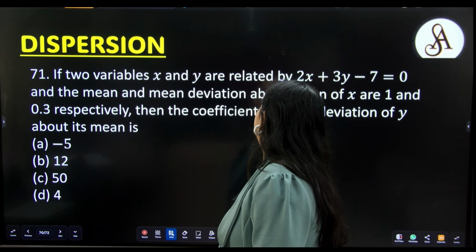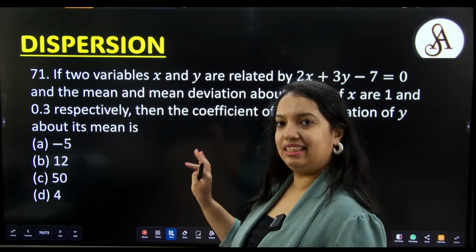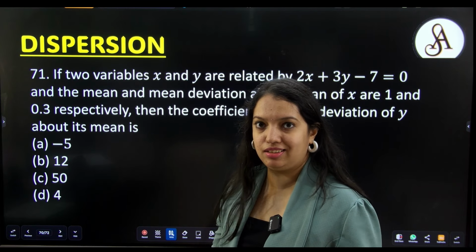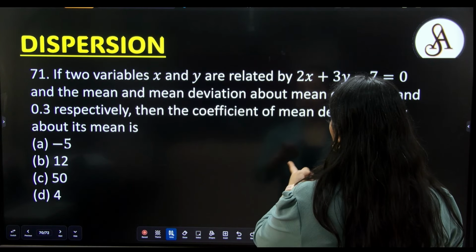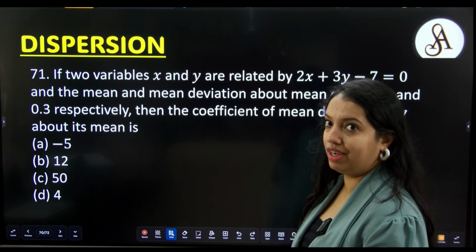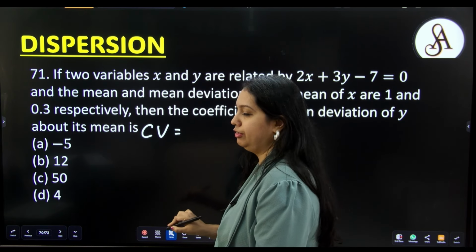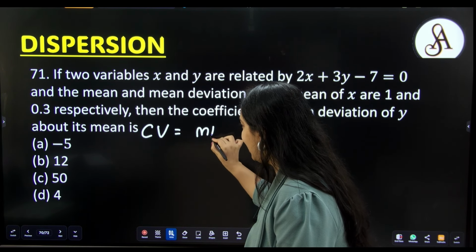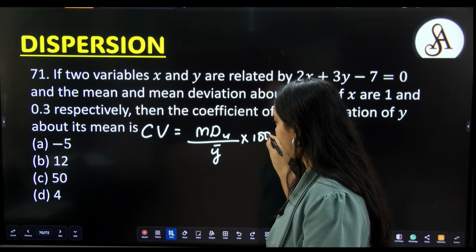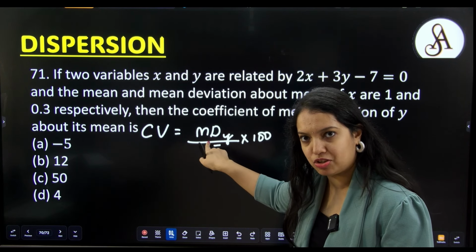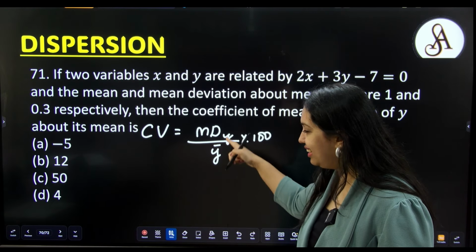The variables x and y are related by the equation, and the mean and mean deviation are given like this. This is the same question from ICAI material. This is there in section B question. Very important question. The coefficient of mean deviation of y is dash. Coefficient of mean deviation is given by the formula mean deviation of y divided by y bar into 100. If we are finding it for x, we will take mean deviation of x divided by x bar into 100. You have to find these two now.